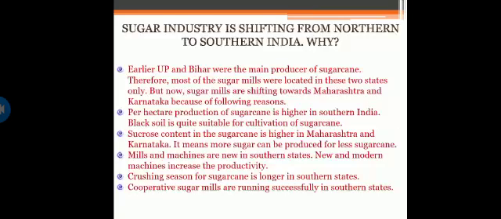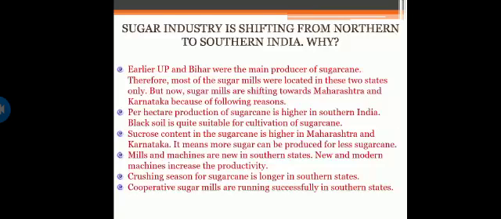Per hectare production of sugarcane is higher in southern India. Black soil is quite suitable for cultivation of sugarcane. Sucrose content in the sugarcane is higher in Maharashtra and Karnataka. It means more sugar can be produced for less sugarcane. Mills and machines are new in southern states. New and modern machines increase the productivity.